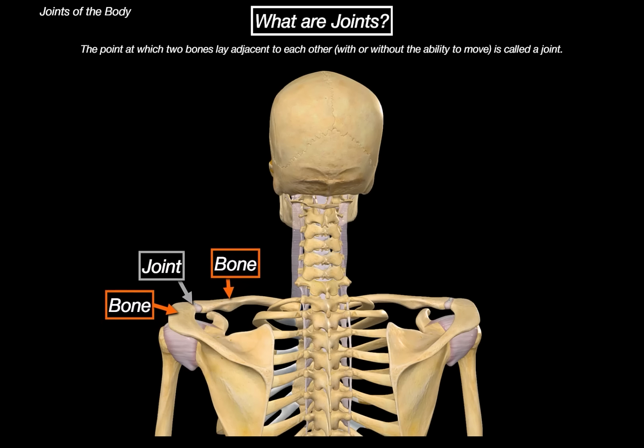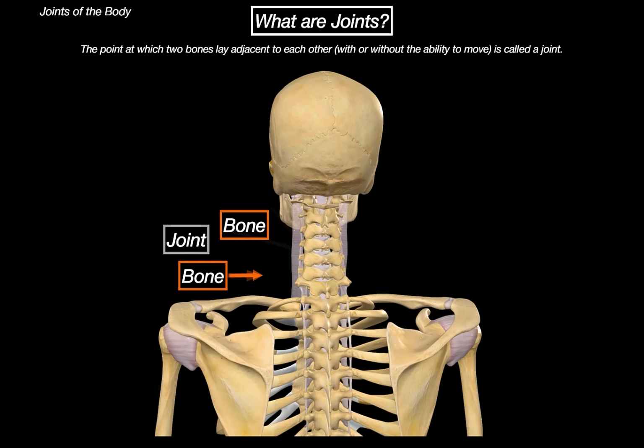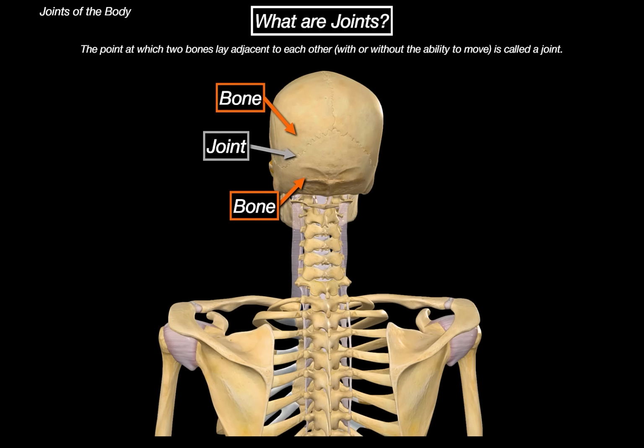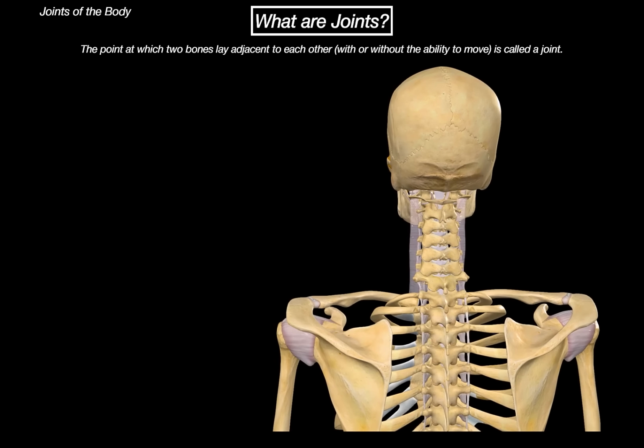Here are two bones, between them a joint. Here are two bones, between them a joint. And even, I will surprise you now, even between your skull bones is a joint. So joints come in different shapes, and they are structurally and functionally different.